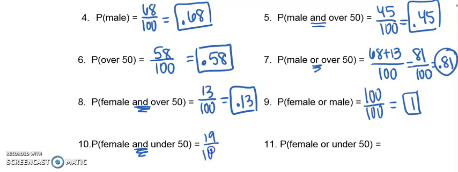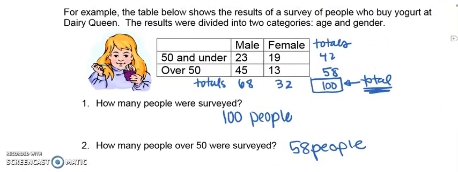So 19 out of 100, so 0.19. Female or under 50. So all the females combined with all the people under 50.